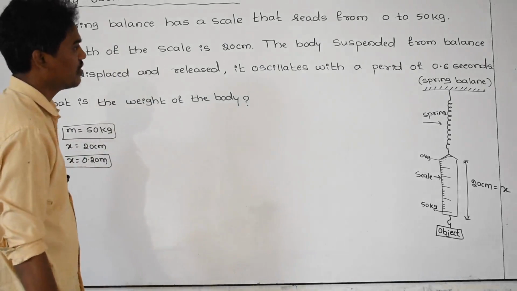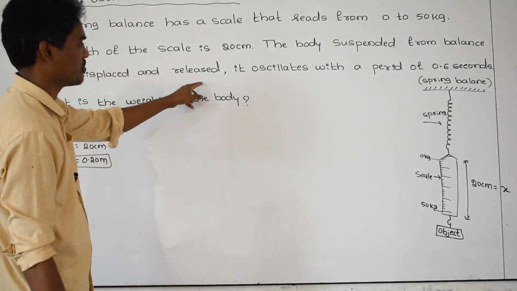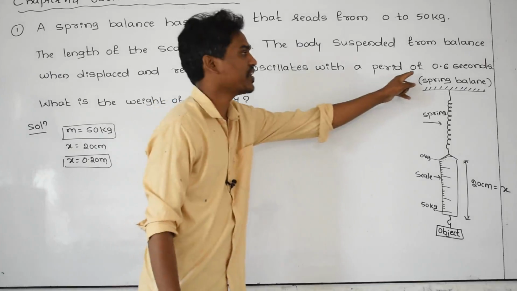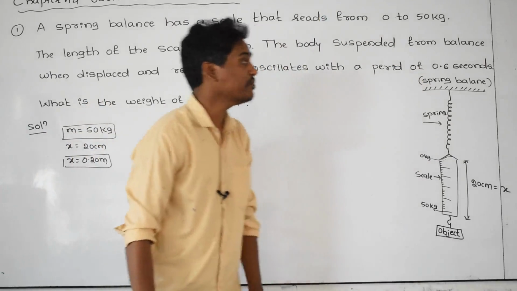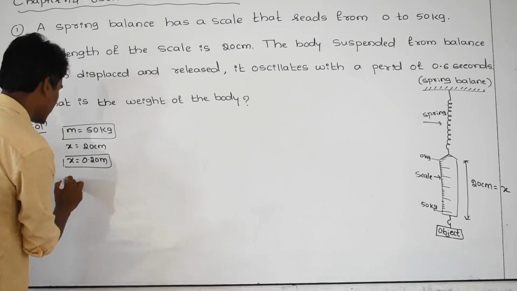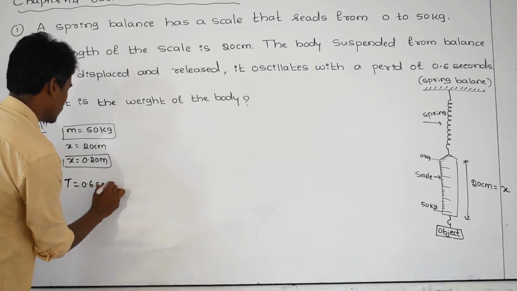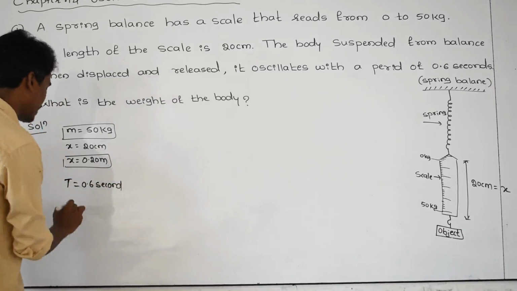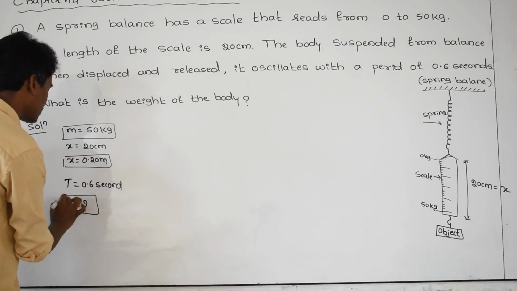And next one, a body suspended from the balance and released. It oscillates with a period of 0.6 second. It means that in order to complete one cycle, the time taken by the body is 0.6 second. Means capital T is given as 0.6 second. And we need to find out what is the weight of the body.